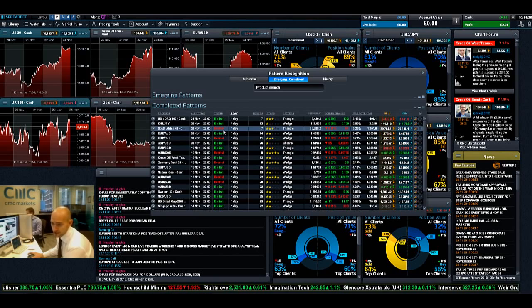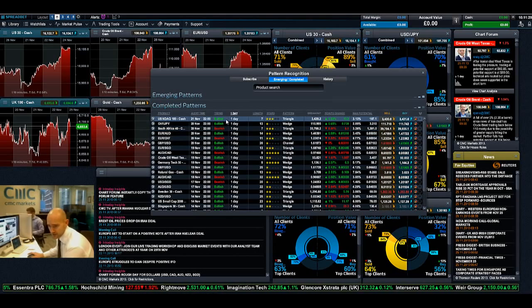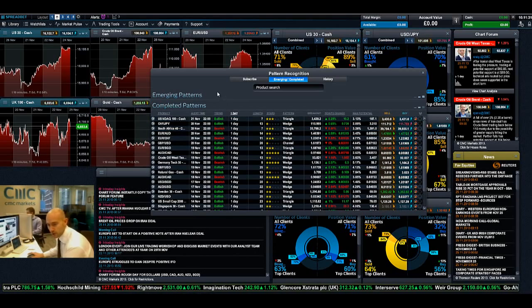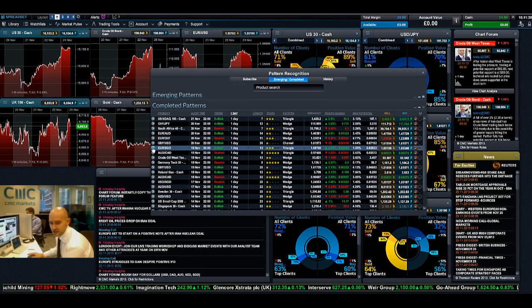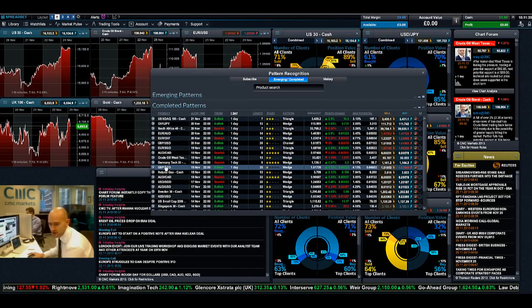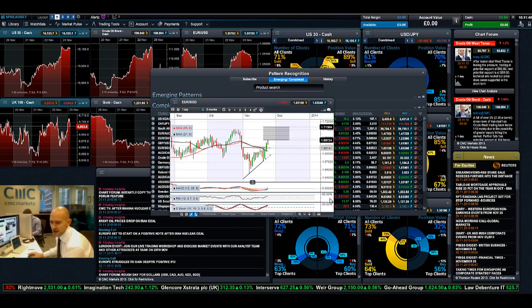It's something that many CMC clients have already been utilizing. About 12,000 of our clients have actually utilized the pattern recognition scanner so far. So if you're a new user to pattern recognition, do get a chance to check it out, and keep an eye on all the new alerts as they come in. Make sure you check the charts and see the price projections and everything else like that. Hopefully you find it a useful support tool to help you make more informed trading decisions.